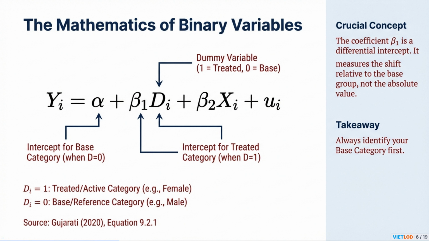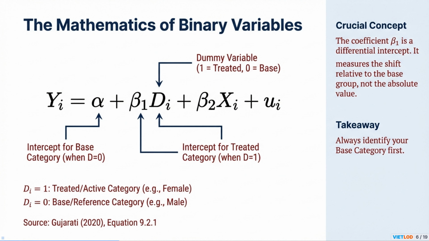This slide delves into the fundamental mathematics behind using binary variables in a regression model. The core equation presented is yi equals alpha plus beta1 di plus beta2 xi plus ui. Here, di is our dummy variable, taking a value of 1 for the treated or active category and 0 for the base or reference category. For instance, if di equals 1 for females and di equals 0 for males, then males are the base category. When di equals 0, the intercept for the base category is simply alpha. However, when di equals 1, the intercept shifts to alpha plus beta 1.